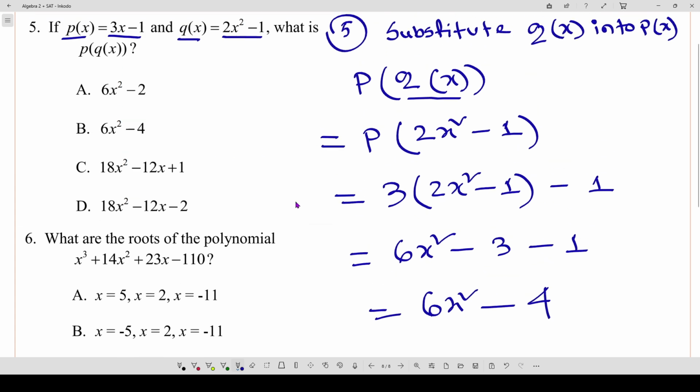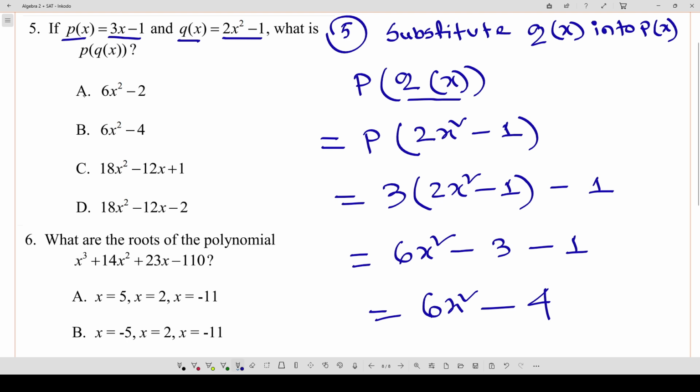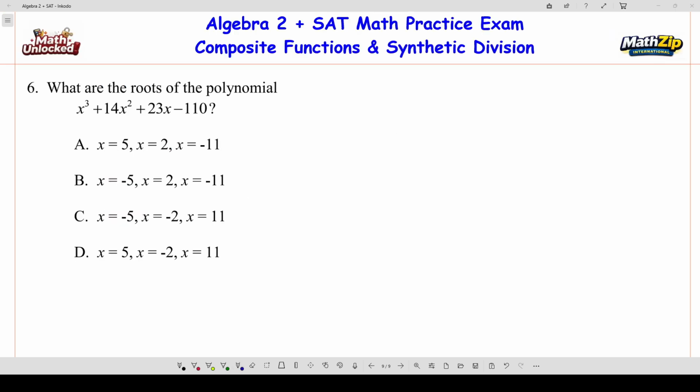So what is the result? The options here are A to D. Our right answer is option B. It means 6x squared minus 4. Question 6.